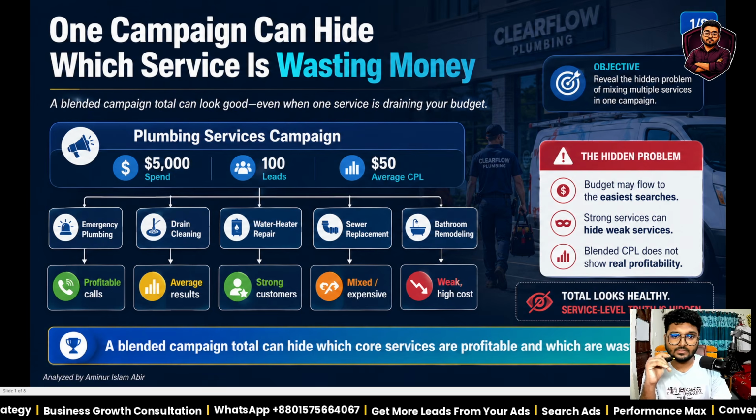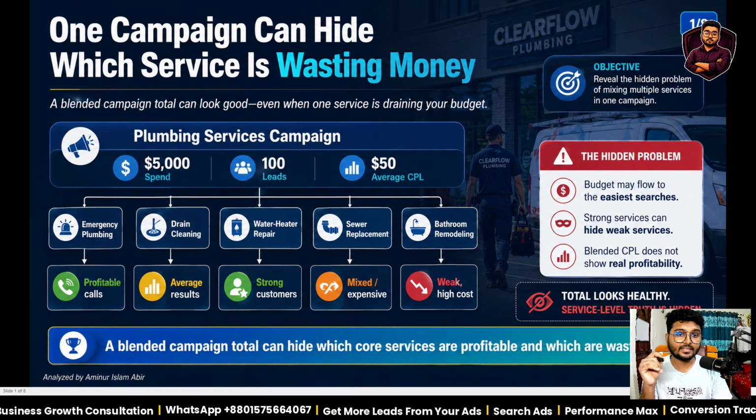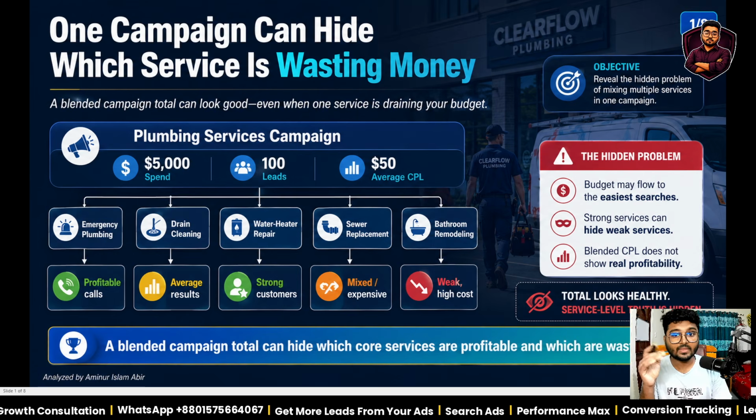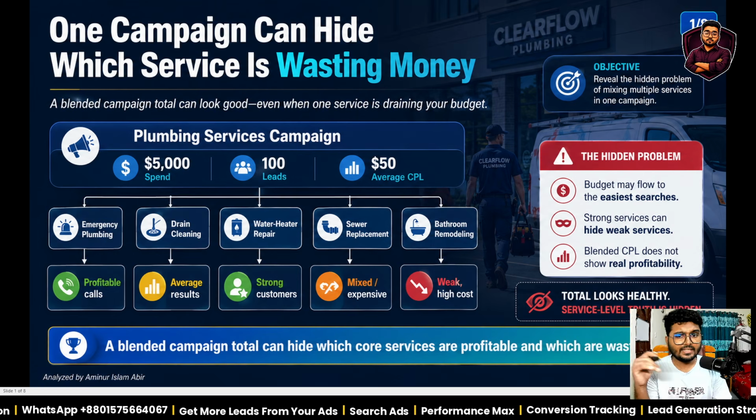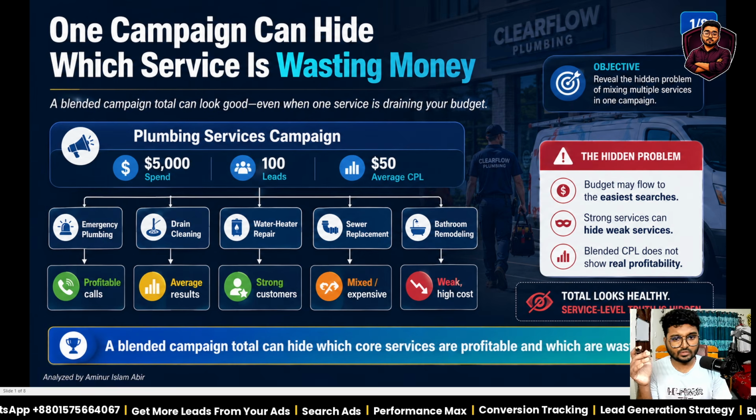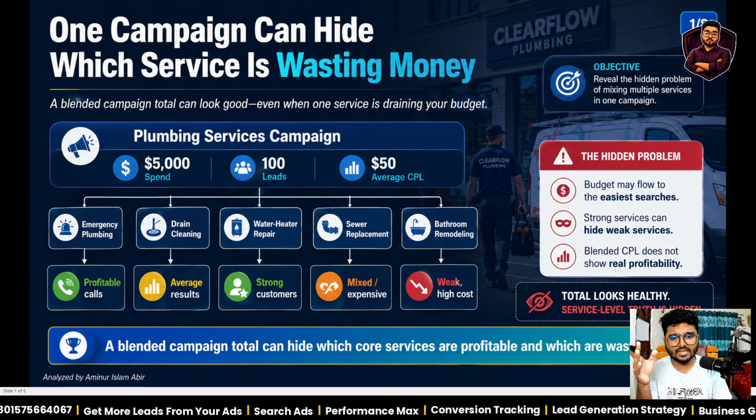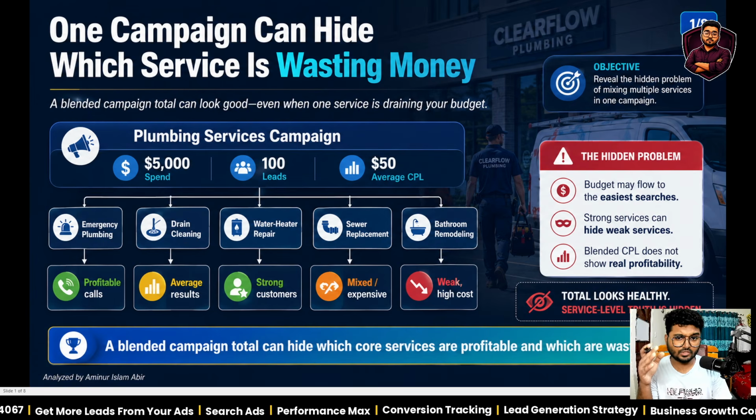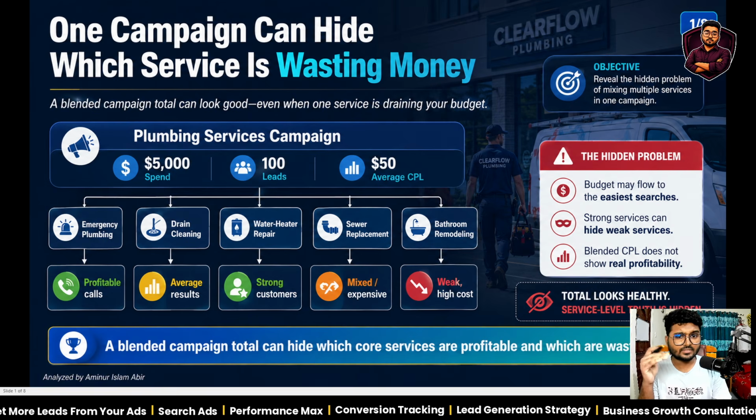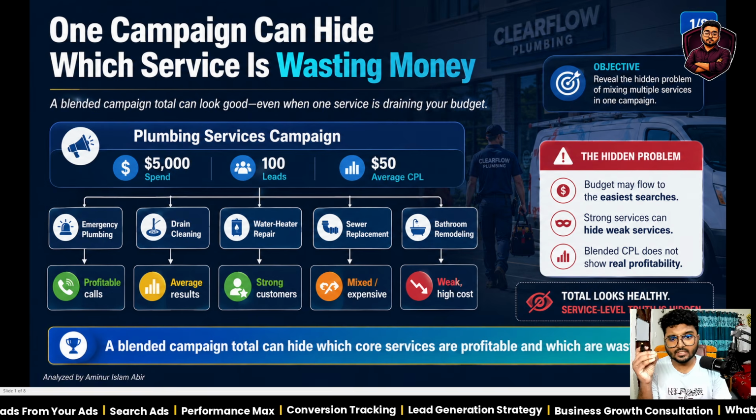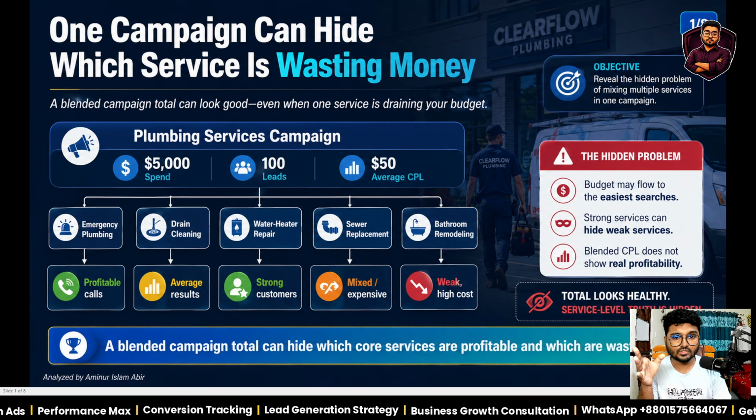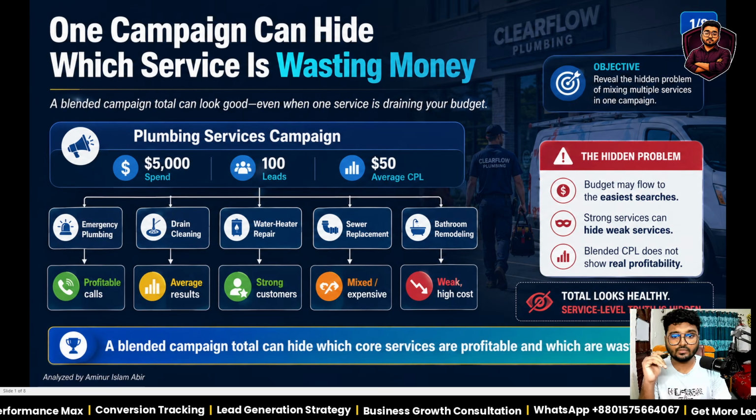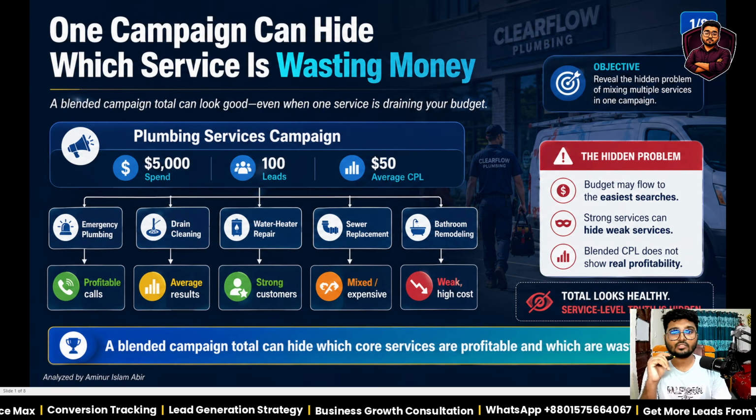Imagine a local plumbing business running one Google Ads campaign. Inside that campaign, the advertiser promotes emergency plumbing, drain cleaning, water heater repair, sewer replacement, and bathroom remodeling. At the end of the month, the campaign reports $5,000 in advertising spend, 100 leads, and an average cost per lead of $50. At a glance, the campaign appears successful, but the average hides important questions: which service generated most of the leads? Which inquiries were qualified? Which leads became customers? Which service created the most revenue? And which service deserves additional budget?